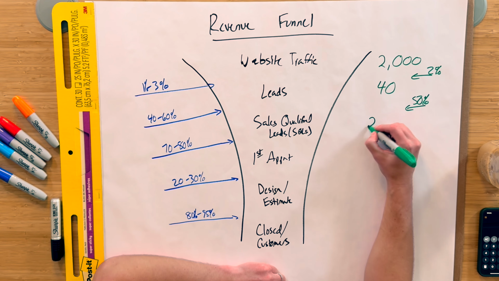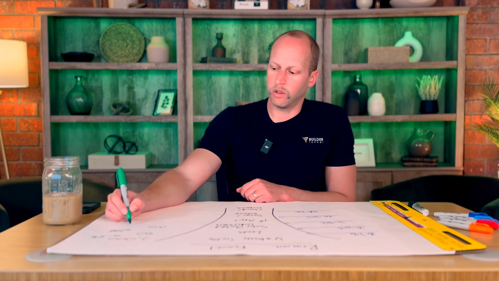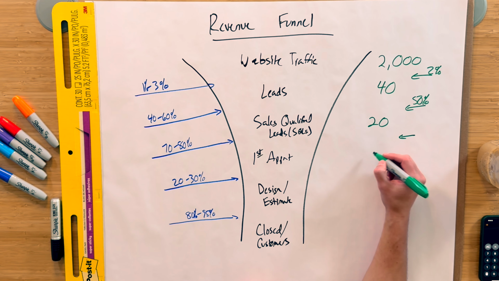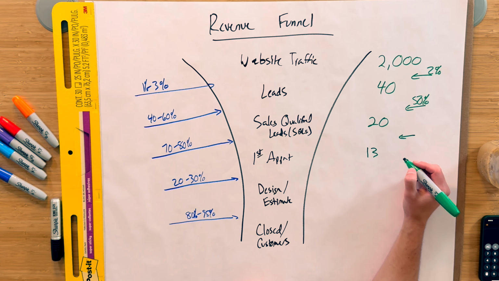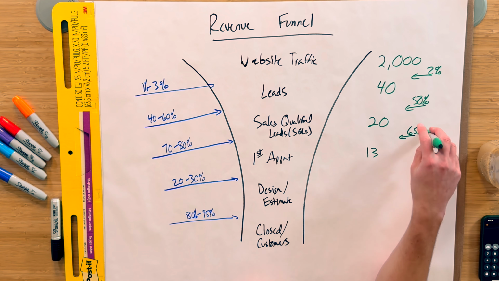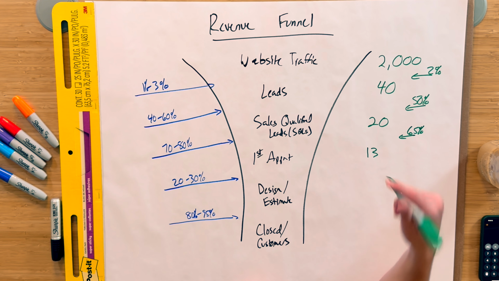And so we're going to end up with 20 sales qualified leads. And now we're going to move to first appointment. So out of those phone calls, we booked 13 first appointments. That would be a 65% conversion. That means 65% of the sales qualified leads we talked to, we successfully booked a first appointment.